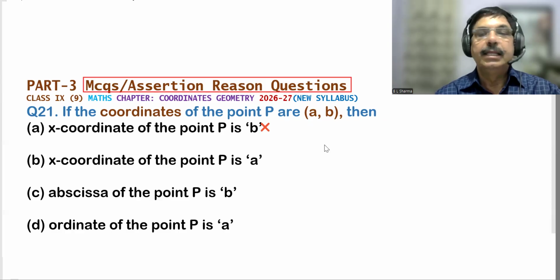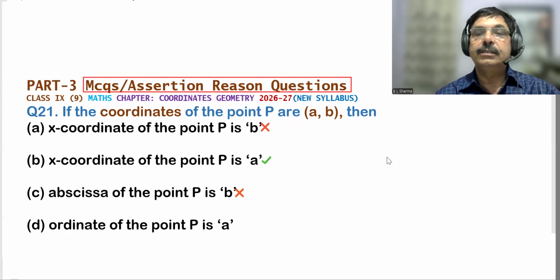See, the x coordinate of the point P is A. Yes, the first component is the x coordinate, and here it is also the x coordinate. So we can say that this is correct. Let's check the next one also. Abscissa of the point P is B. Abscissa means the x coordinate. We call the x coordinate the abscissa. So abscissa will be A, and here it is given B. So this is also not correct.